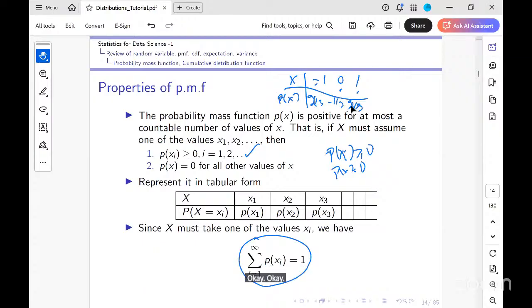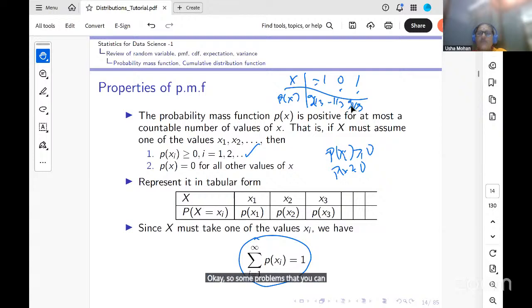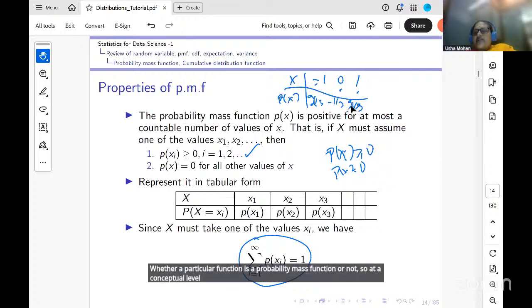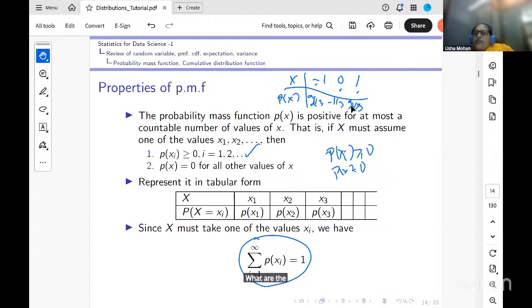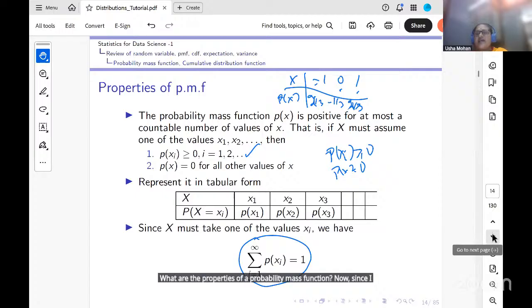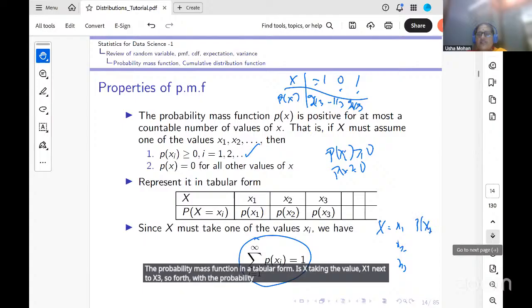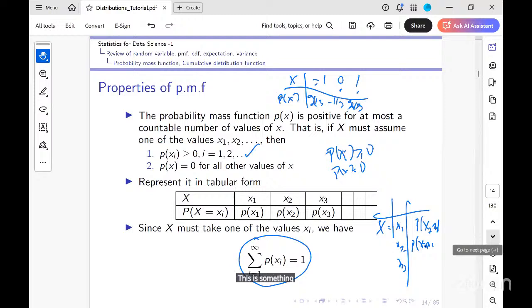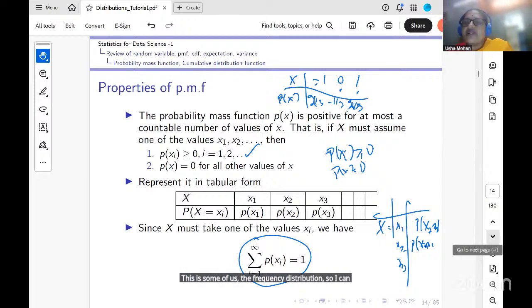Okay, so some problems that you can get is to verify whether a particular function is a probability mass function or not. So at a conceptual level, you need to understand what are the properties of a probability mass function. Now, I said that the probability mass function in a tabular form is X taking the value x1, x2, x3, and so forth, with the probability P of X equal to x1, probability of X equal to x2. This resembles the frequency distribution. So I can graph this, right?